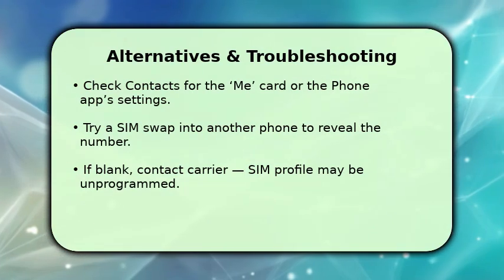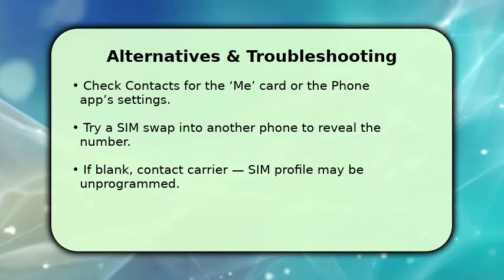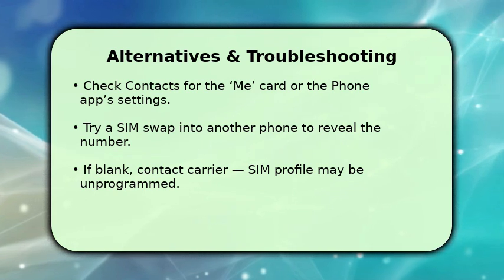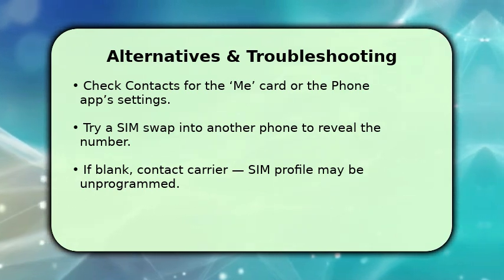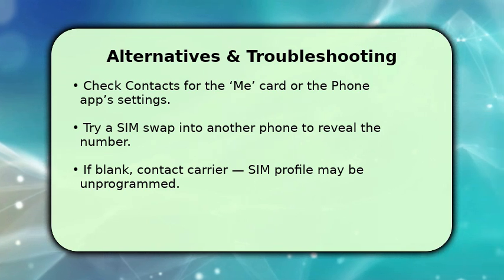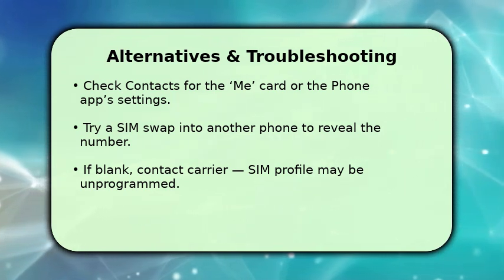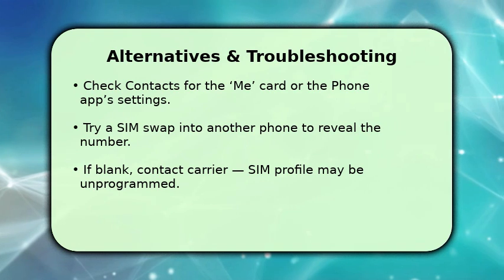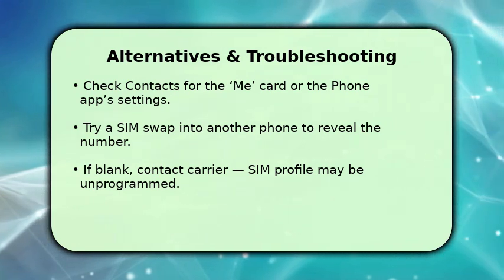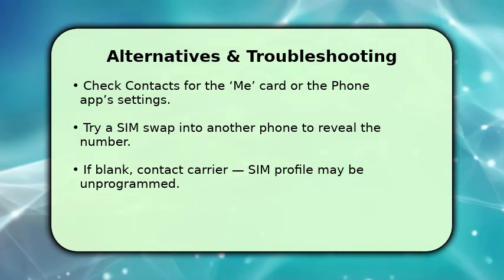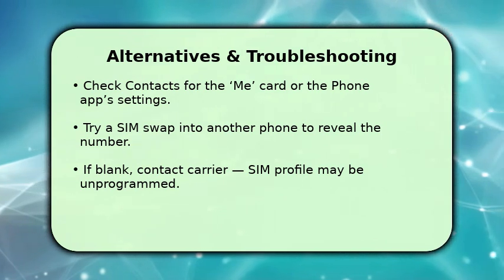If About Phone shows nothing, try opening contacts and locating the Me or My Card entry. Some carriers prefill it. Alternatively, open the phone app, tap Settings, and view SIM or operator details there. You can also power down and move the SIM into another phone to see the number displayed. If still blank, call or message your carrier.